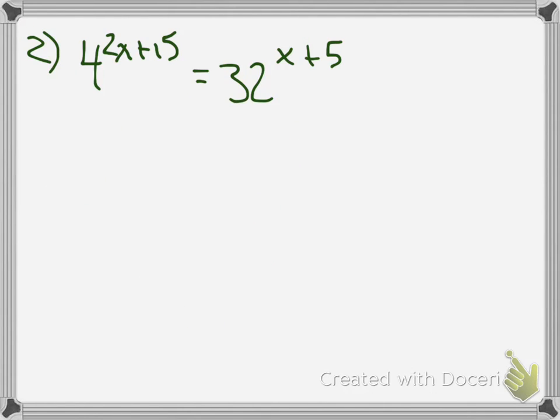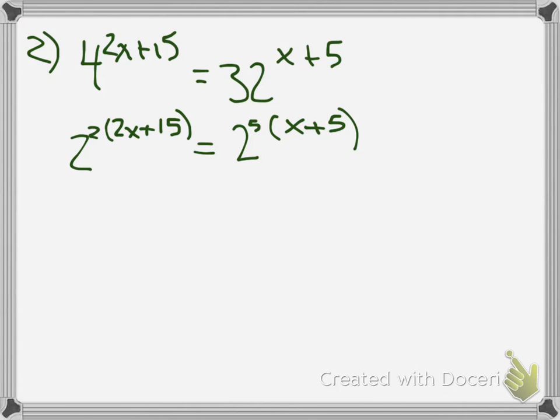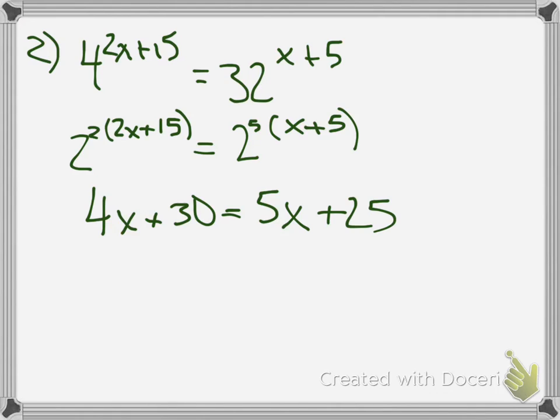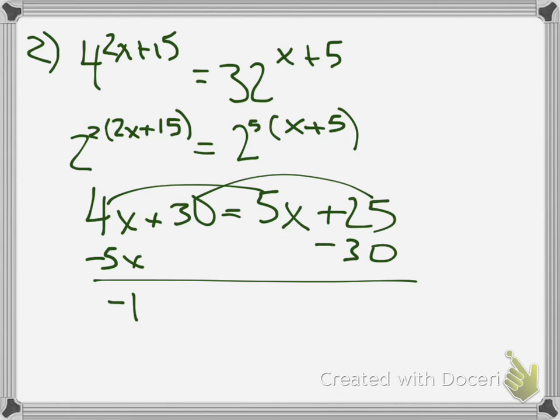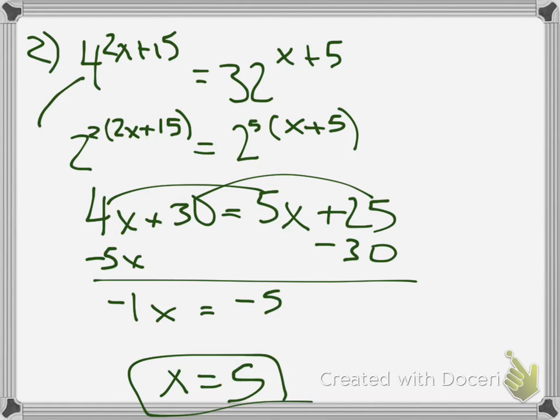Okay, problem number 2 says 4 to the 2x plus 15 power equals 32 to the x plus 5. 4 and 32 are not the same, but they're both powers of 2. So I can change the 32 to 2 to the 5th power and the 4 to 2 squared. Then I put in the exponents, and all I have to do is distribute as I get rid of the bases. So 2 times 2 is 4, 2 times 15 is 30, 5 times x is 5x, 5 times 5 is 25. Then I'm back to variables to the left, numbers to the right, and after that all you have to do is divide.